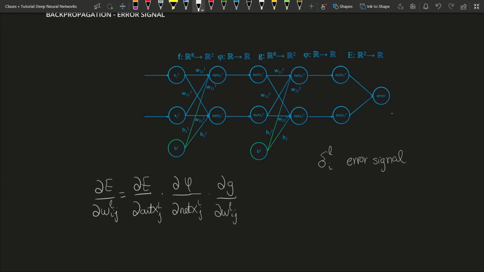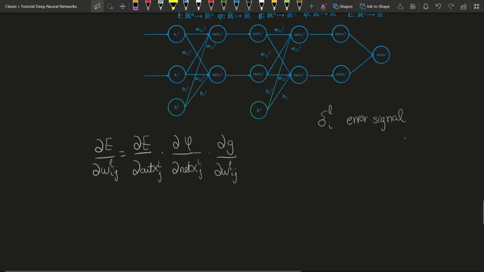Okay, so this value will be associated to each neuron, and we will define the delta as this thing. The delta will be the derivative of the error with respect to the net value of a neuron. Okay, this will be the delta, and it will be different for the last layer and the other layers.